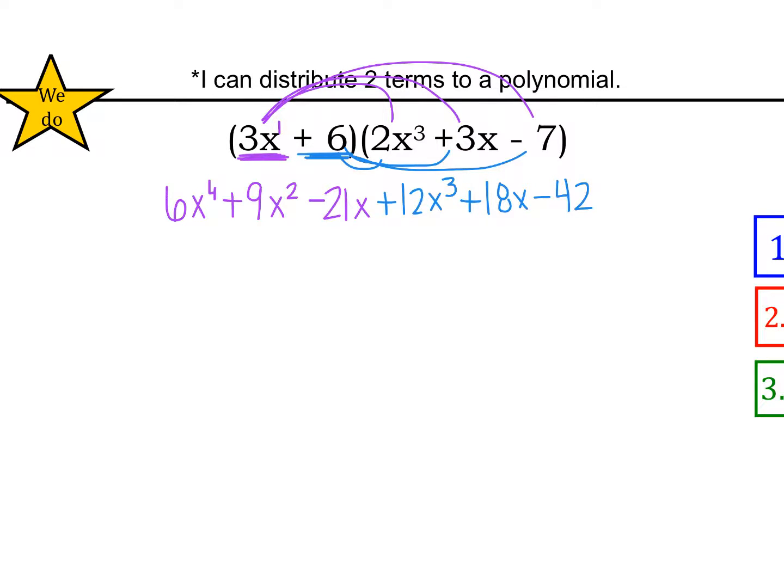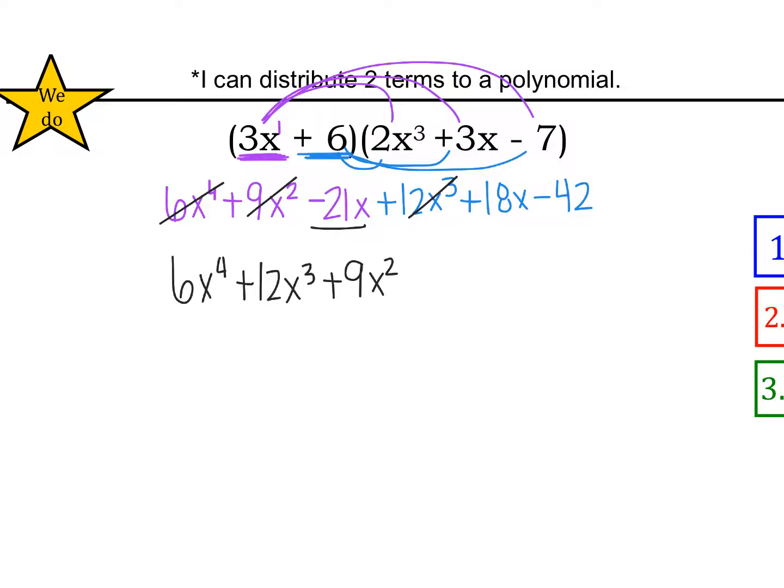And then what are my like terms? I don't have any other x to the fourths. I don't have any other x to the thirds because we're going to put it in standard form. I don't have any other x to the seconds.